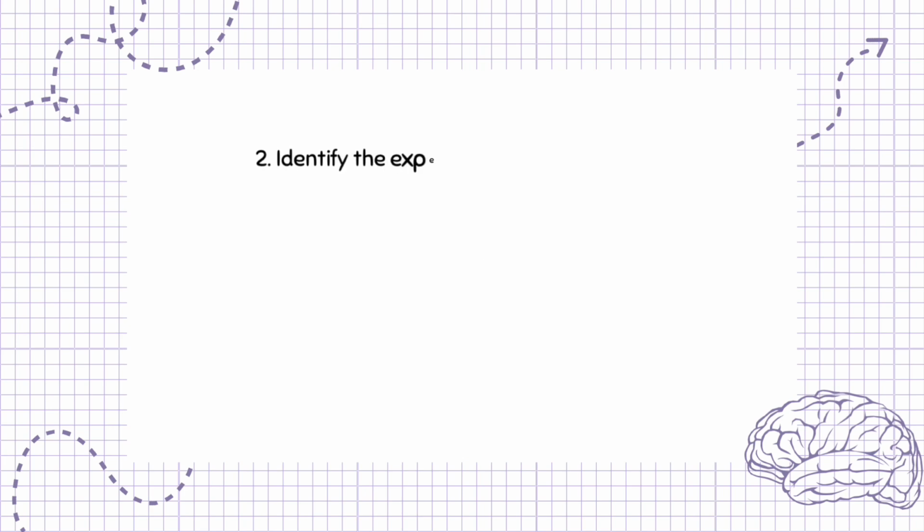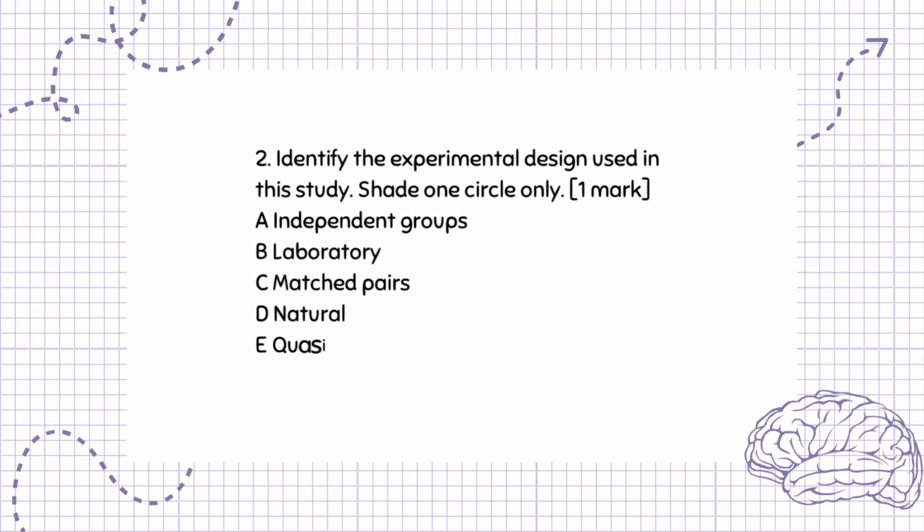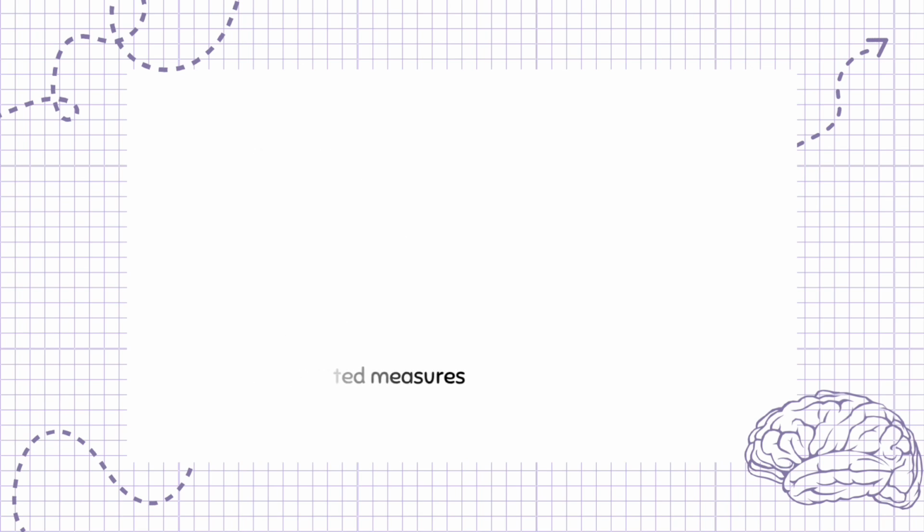Question 2. Identify the experimental design used in this study. Shade 1 circle only. 1 mark. A. Independent groups. B. Laboratory. C. Matched pairs. D. Natural. E. Quasi. F. Repeated measures. The answer is F. Repeated measures.